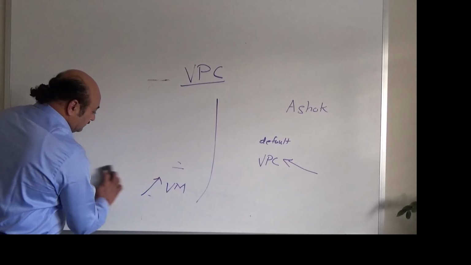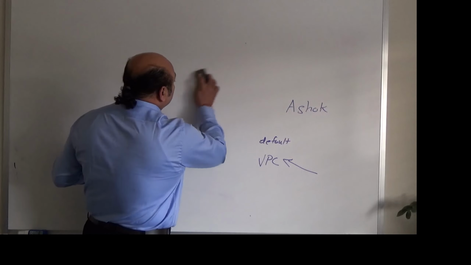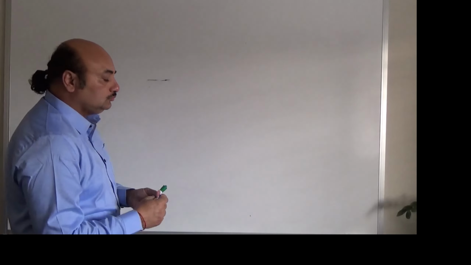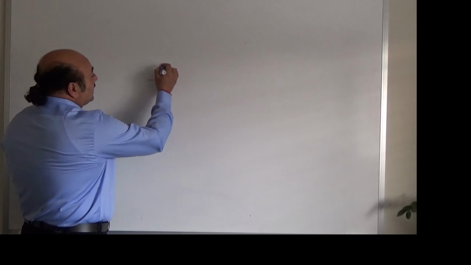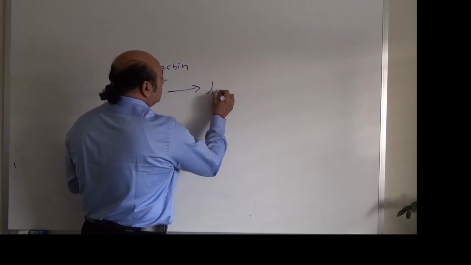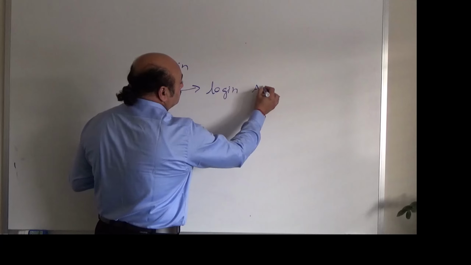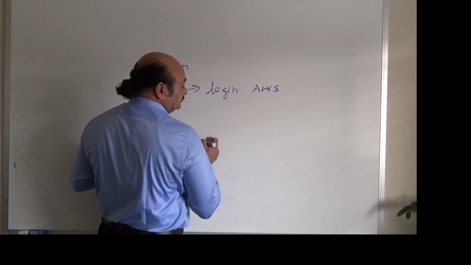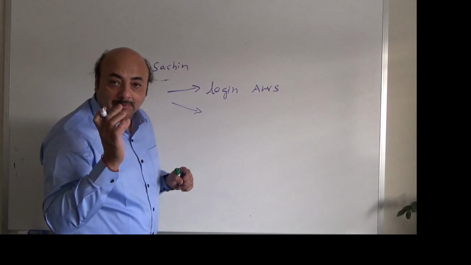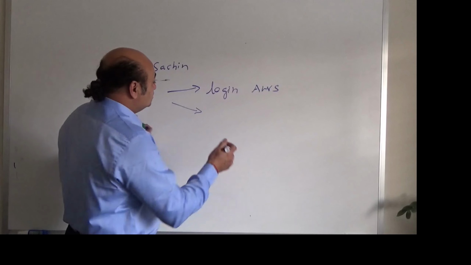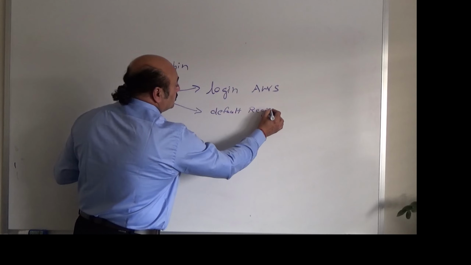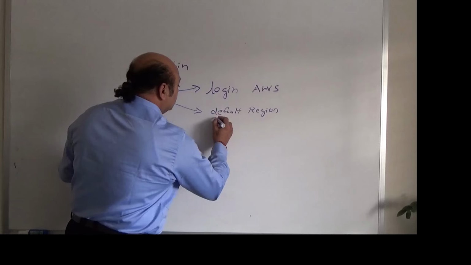One last thing here before we can go into the console and look into that detail. Let me explain this. So let us say that I am user Sachin. I go and log in to the AWS console using my account. Okay, I log in. So by default I land in a particular what we call a default region. And I'll show you in the AWS console what I mean. I land in my default region.